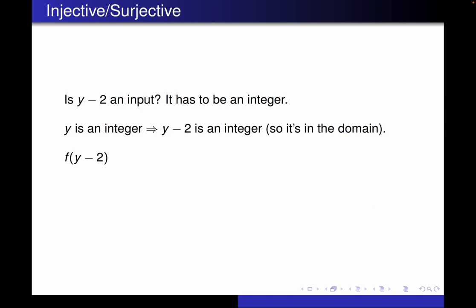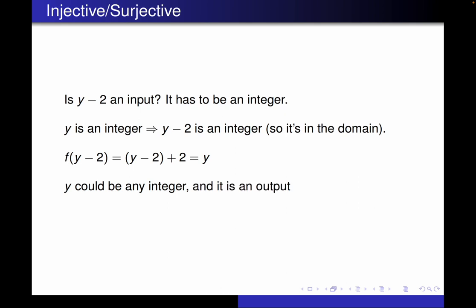Well, remember what the function does. It takes your input and adds 2. So it takes your input, which is y minus 2, and adds 2 to it. Notice that the negative 2 and the positive 2 cancel each other out, and that gives us y. So not only is y minus 2 in the domain, but its output is y, which is exactly what we were looking for. Remember, y could be any integer, which means every element of the codomain is an output, which says that f is surjective.